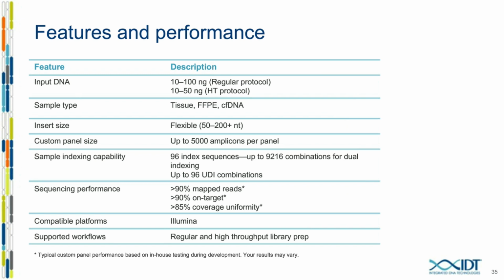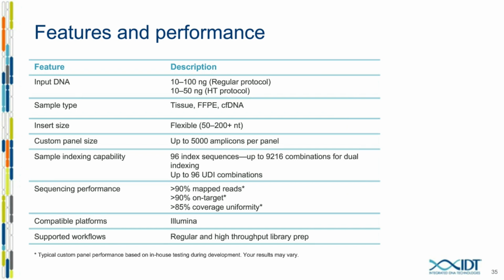Our insert size can be tuned from 50 to around 200 bases. If you want to get all of the information surrounding the site, you can sequence the surrounding region, or if you're just interested in a SNP, you can save on sequencing costs. We'll work with you to tune your insert size. Right now, we're topping out at 5,000 amplicons per panel. Our sample indexing capability is 96 UDIs or 9,000 combinatorial dual indexes. If you require more than 96 UDIs, we certainly have those barcodes and we can make them as custom oligos for you.